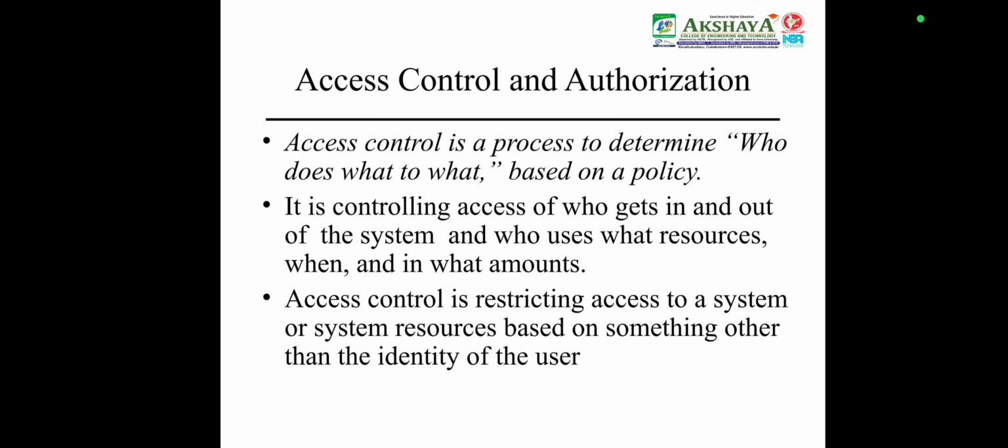Access control and authorization. Access control is a process to determine who does what to what based on a policy. It is controlling access of who gets in and out of the system and who uses what resources, when, and in what amounts. Access control is restricting access to a system or system resources based on something other than the identity of the user.